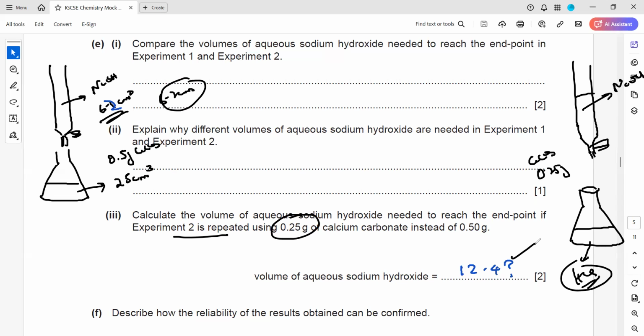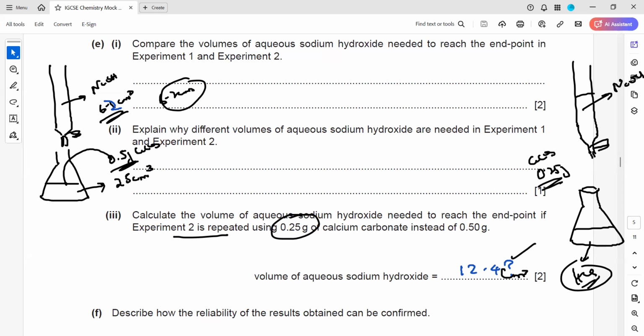Why double of that? Because initially 0.5 grams were reacting with hydrochloric acid and the remaining was reacting with sodium hydroxide. But now we are taking 0.25, so that is less. If we have a smaller amount of calcium carbonate, then a double quantity of hydrochloric acid will be left to react with the sodium hydroxide. So the quantity which will be left will be needed to react with the sodium hydroxide. That is, the amount of sodium hydroxide will be 12.4 cm cube.